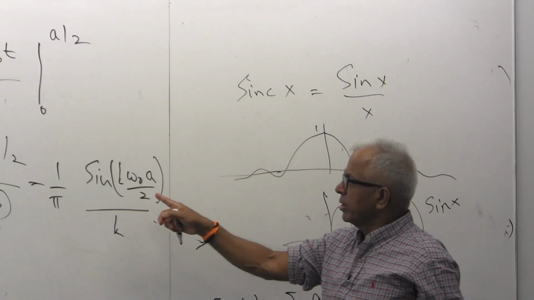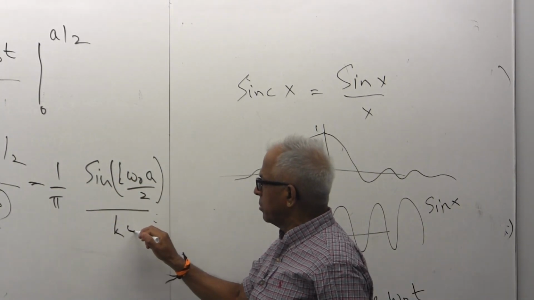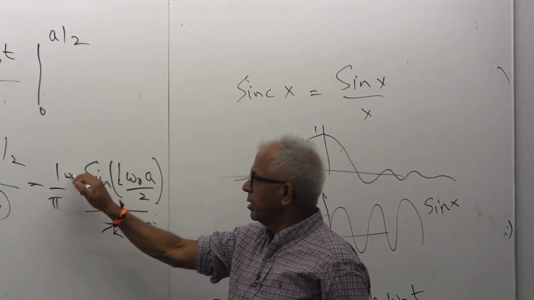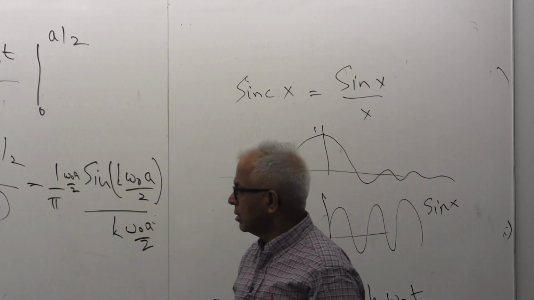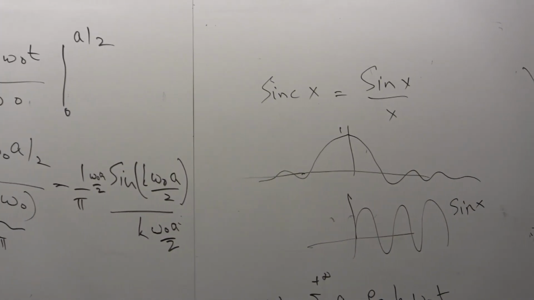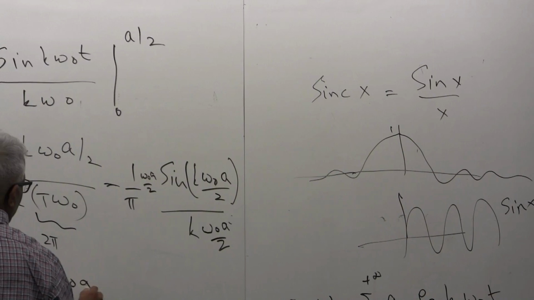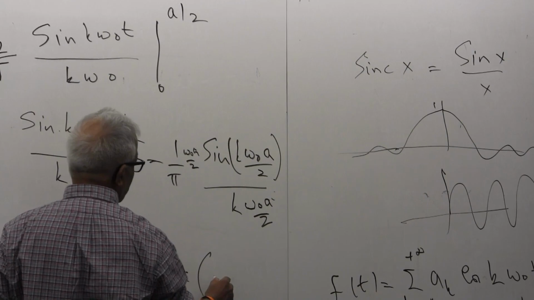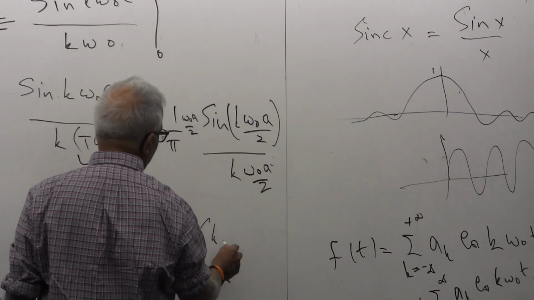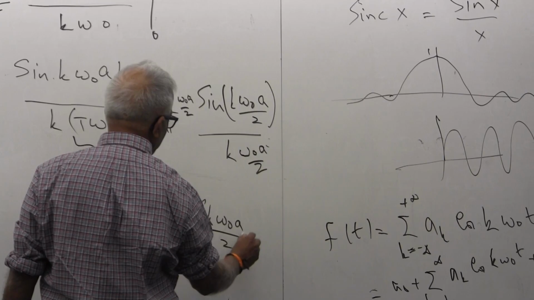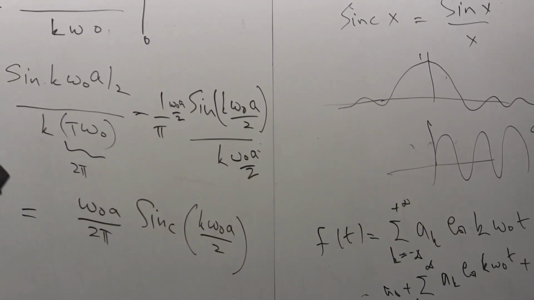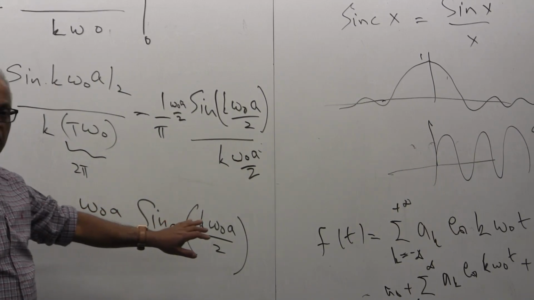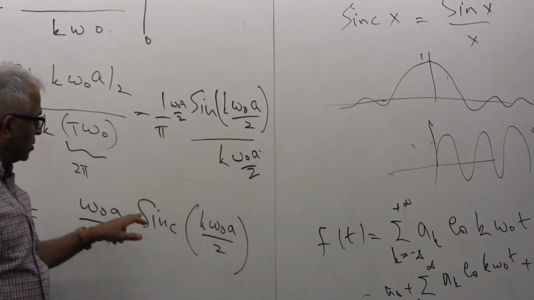In any case, if you want to write it using sinc, we multiply by omega naught a by 2 here. So you can write this as omega naught a by 2 pi sinc k omega naught a by 2. That's the coefficient ak. So what will be a0? Sinc 0 is 1. So a0 is just this.